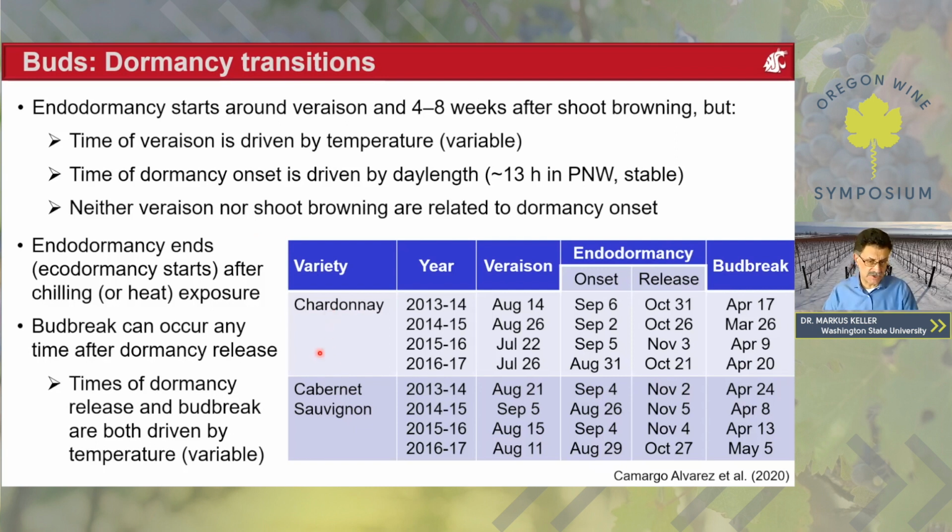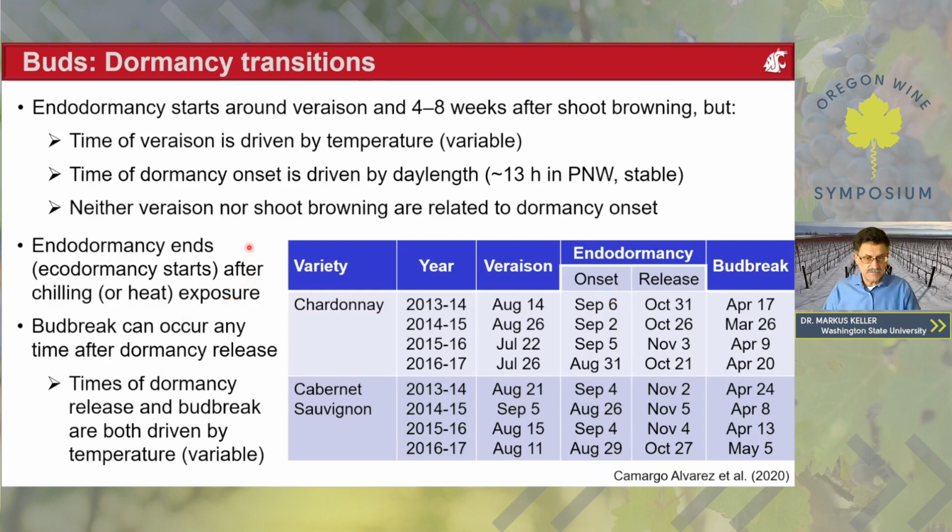We have here Chardonnay and Cabernet Sauvignon again over 4 years, and you can see that veraison is variable, varies by about a month or more from one year to another, but the onset of dormancy varies only by just a few days. So there's probably a minor temperature effect as well, but the major driver is day length. That just means that neither veraison nor shoot browning are really related to dormancy. Dormancy is entered at a specific day length.